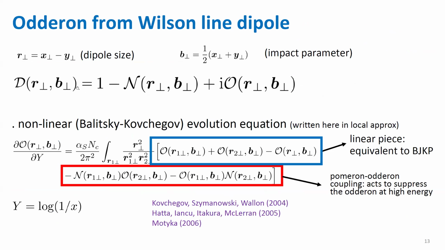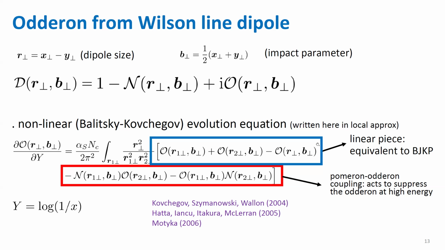First, let me mention that for the dipole, I said the imaginary part is the Odderon, and the real part is the Pomeron amplitude. And then if you look at the Odderon evolution, the equation is written here. You are finding the solutions as a function of rapidity. Rapidity is just log of 1/x, in other words a log of energy. And this equation contains two pieces.